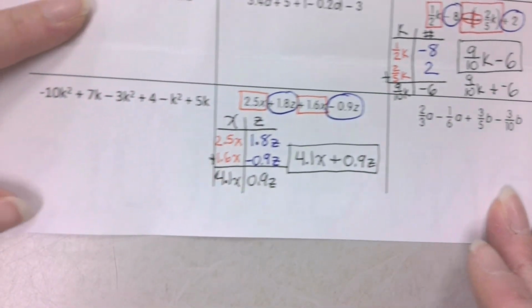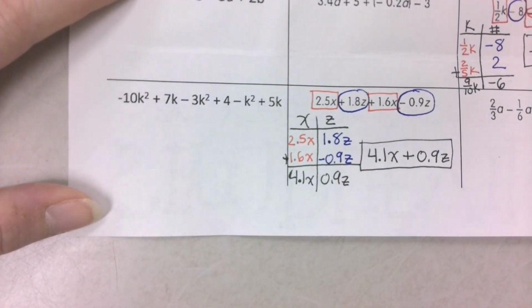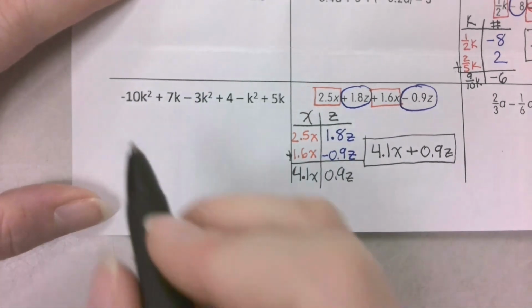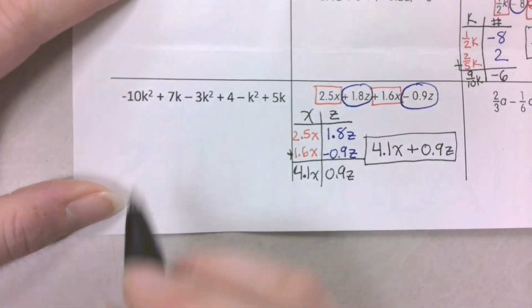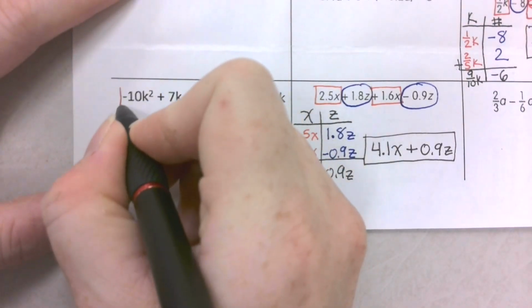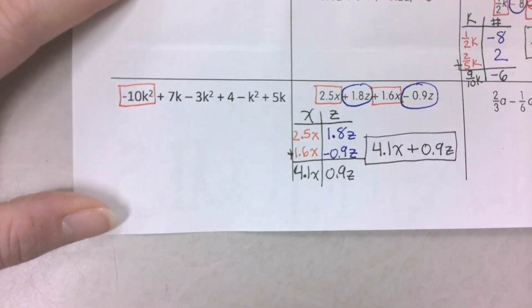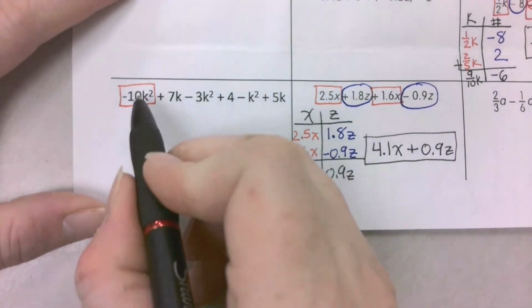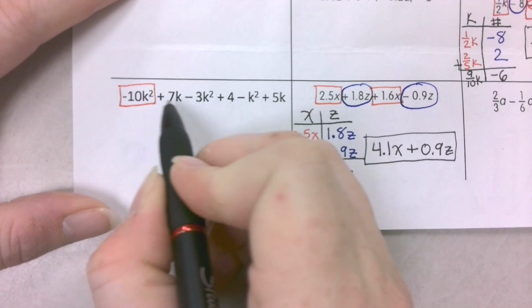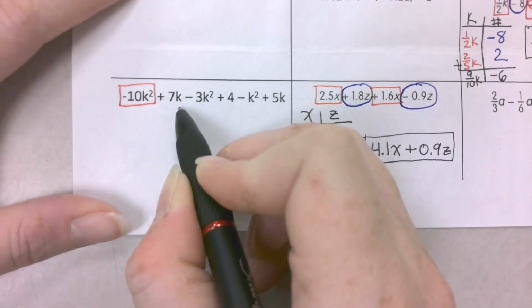Now, finally, we're going to do this one together. All right. I like to look first, and I like to say, okay, how many like terms do I have, and how many columns do I need? So I've got negative 10k squared. Remember, they have to have the same variable, the same exponent. So these two are not like terms because this is k squared and this is just k.